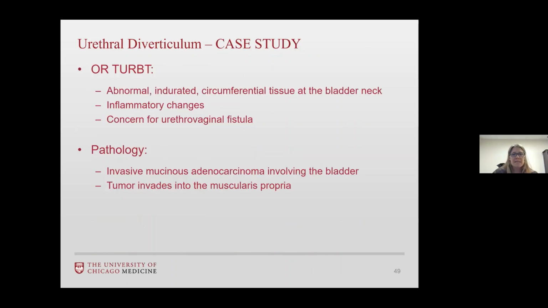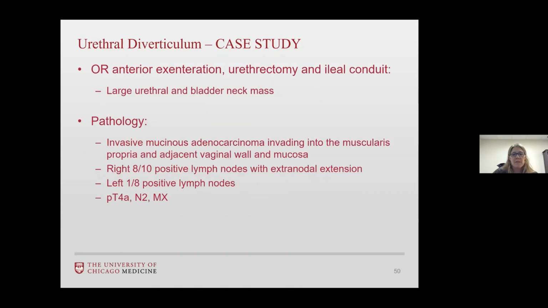So for my case study, because of that abnormal tissue at her bladder neck, she underwent a TURBT, which showed the circumferential tissue that was indurated at the bladder neck with inflammatory changes and obviously that urethrovaginal fissure concern. Unfortunately, her pathology came back as invasive mucinous adenocarcinoma involving the bladder, and the tumor invaded the muscularis propria.